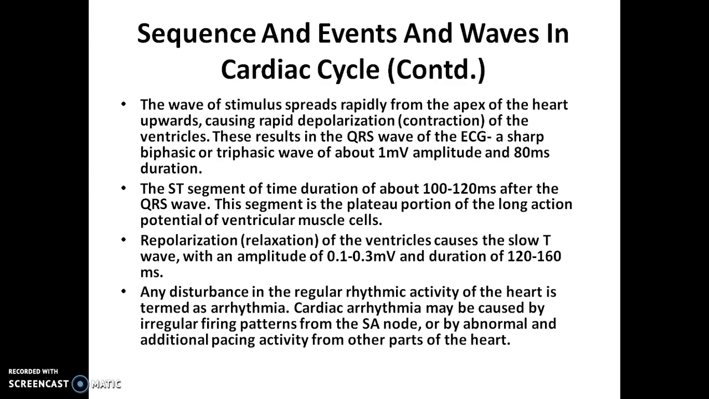Then there is a contraction of the ventricles, and that produces a wave called the QRS wave in the ECG. Its amplitude is 1 millivolt and its time duration is 80 milliseconds. After that there is an ST segment with a time duration of about 100 to 120 milliseconds, after the QRS wave.